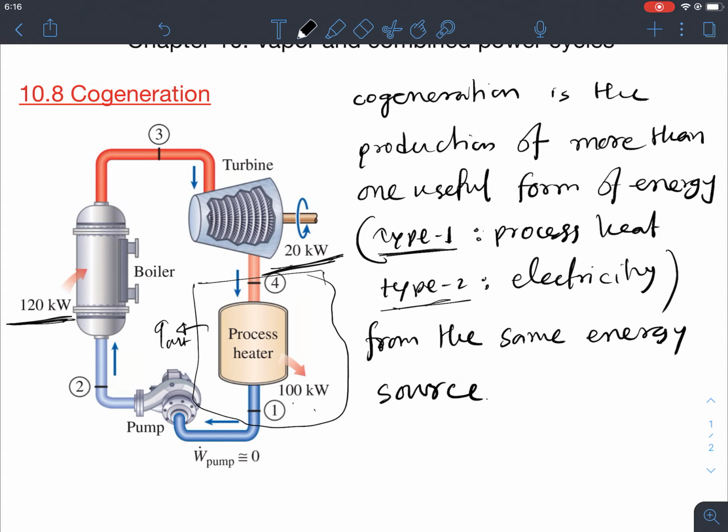Now if we can somehow use this large amount of energy, 100 kilowatts, as process heating, then we can see that we are getting two outputs. Number one is the turbine output, and number two is the process heating output. So that's the definition of cogeneration.